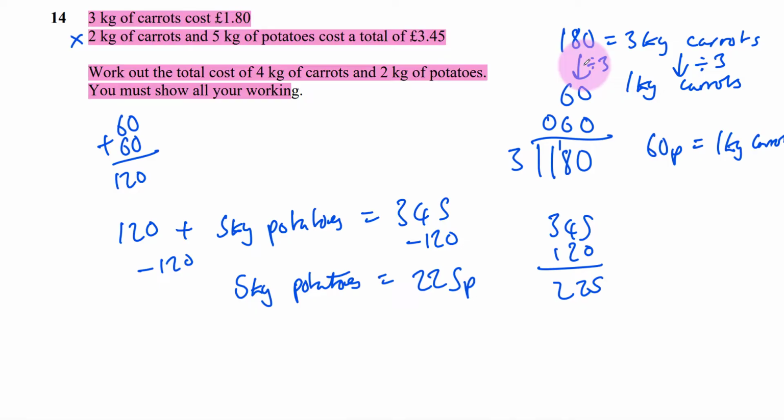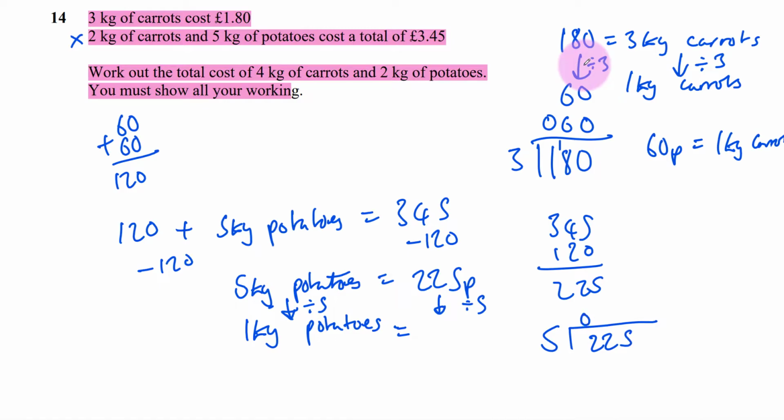Now, we need to work out how much 1 kg of potatoes costs. So we divide by 5. Now, if you're not sure, use the bus stop. 5 into 2 is 0, carry the 2. 5 into 22. 4 5s are 20. So that's 4. Remainder 2. 5 into 25 is 5. So it's 45p per kilo.